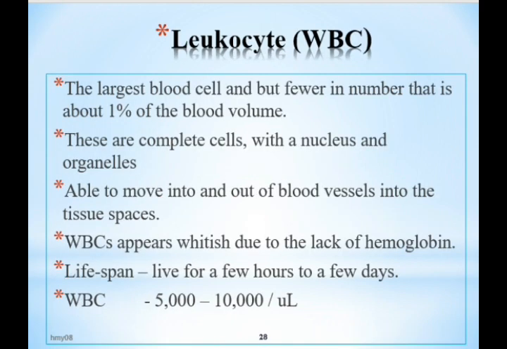White blood cells are the largest blood cells but few in number, about 1% of the blood volume. These are complete cells with a nucleus and organelles, able to move into and out of the blood vessels, just like an amoeba. White blood cells appear whitish due to lack of hemoglobin. The lifespan is a few hours to a few days. Within your blood, you have 5,000 to 10,000 per microliter.